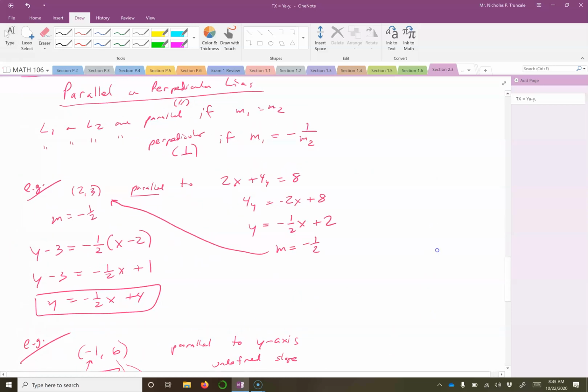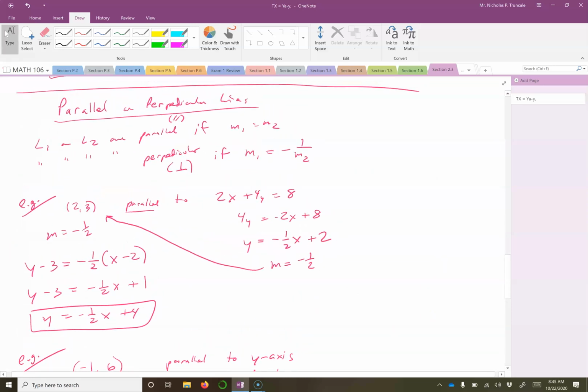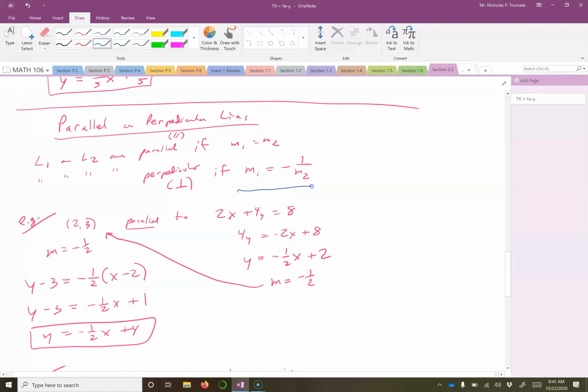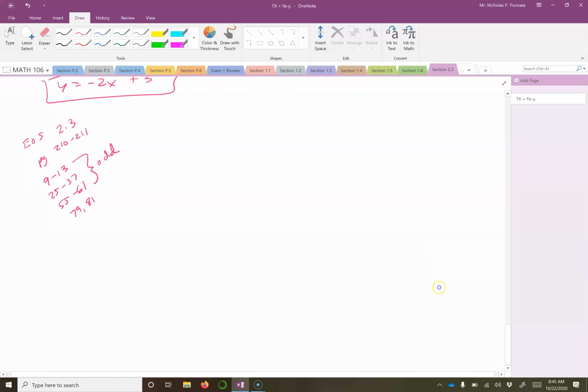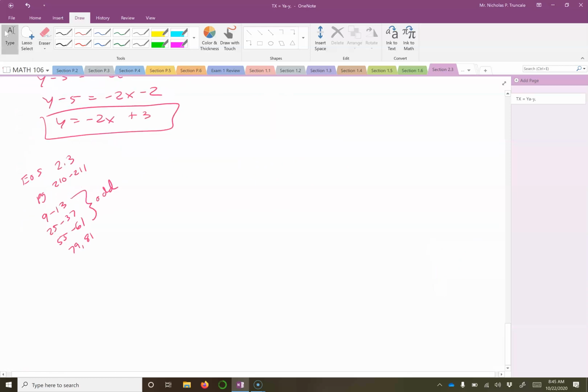And then the last thing in this section was parallel and perpendicular lines. If 2 lines are parallel, they have the same slope. And if they're perpendicular, the slope looks like this. It'll be the negative of 1 over the slope of the other line, which means they're perpendicular. And that pretty much wrapped up that section. So are you sure there's no other questions on that homework? We're okay? All right, perfect.